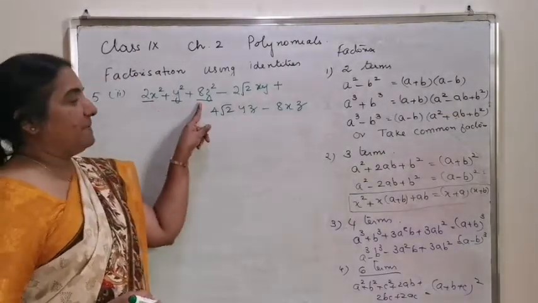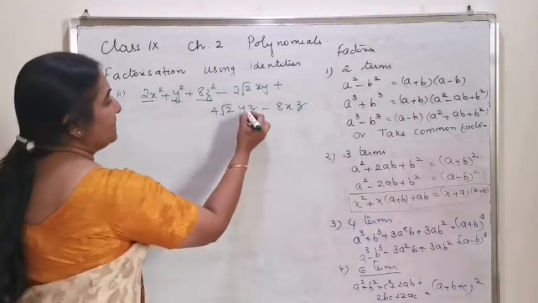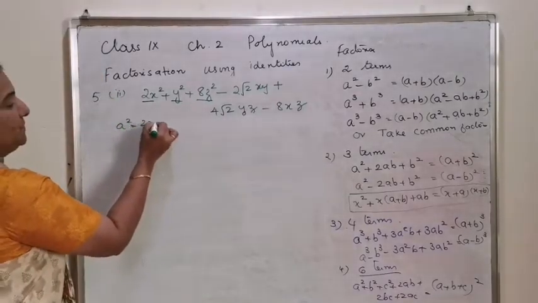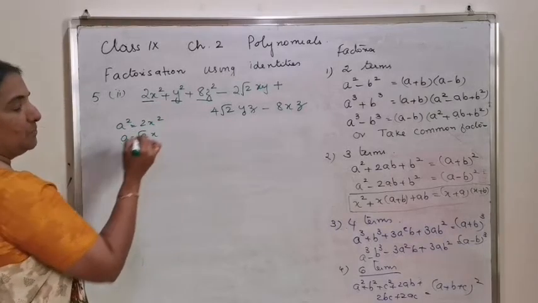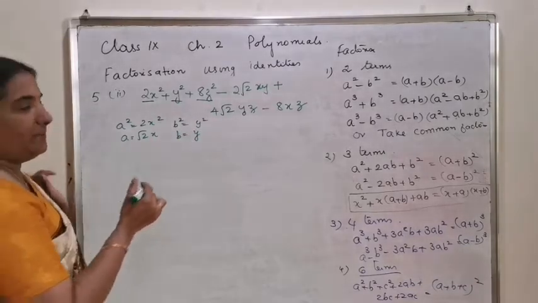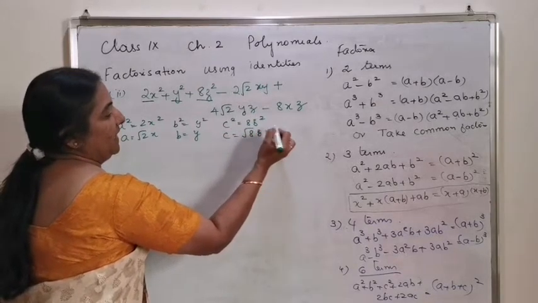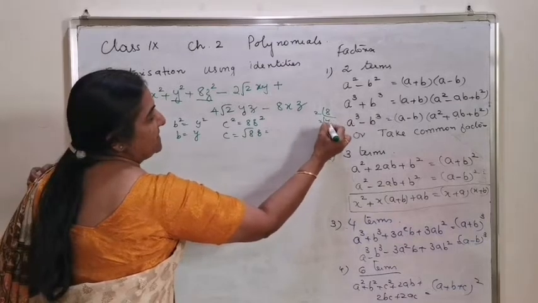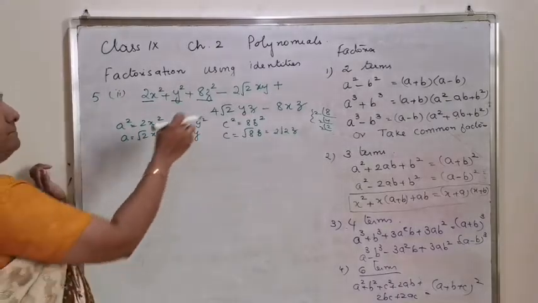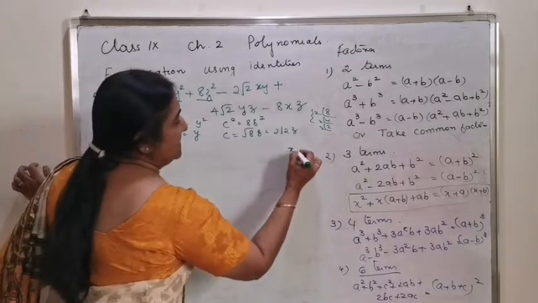Number 5, subdivision 2. 2x square plus y square plus 8z square minus 2 root 2 xy plus 4 root 2 yz minus 8xz. A square is equal to 2x square, so a is equal to root 2 x. B square is equal to y square, b is equal to y. C square is equal to 8z square, c is equal to root 8 z, which can be expressed as 2 root 2 z.